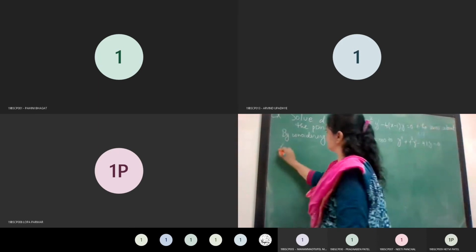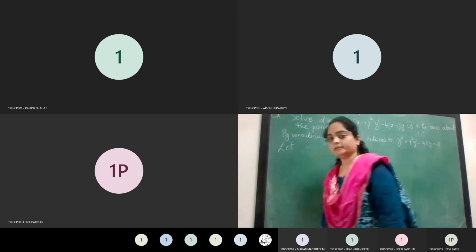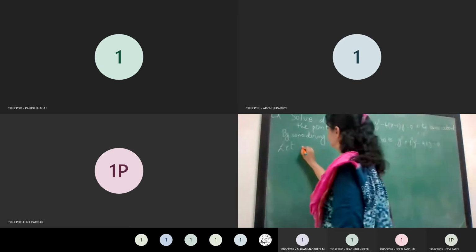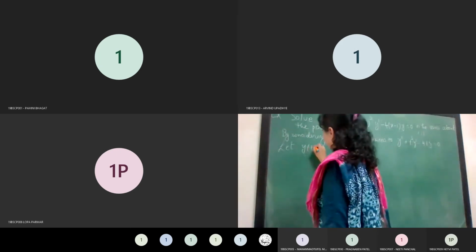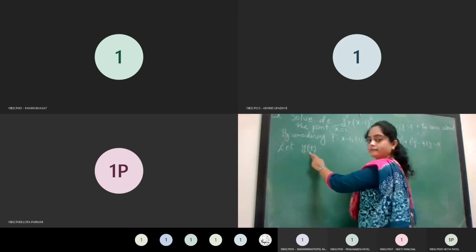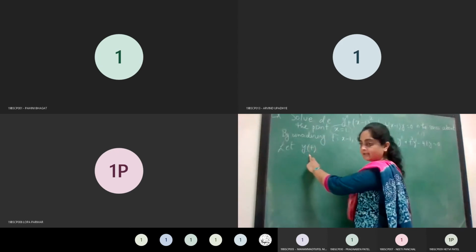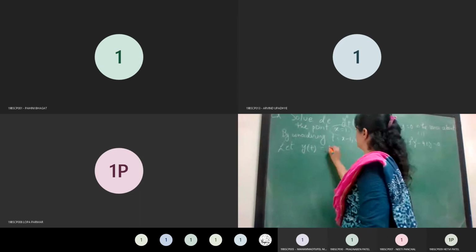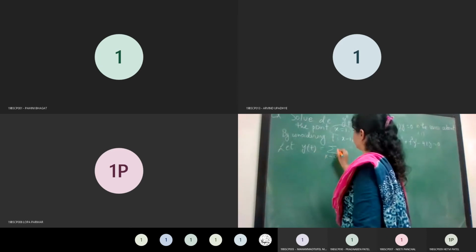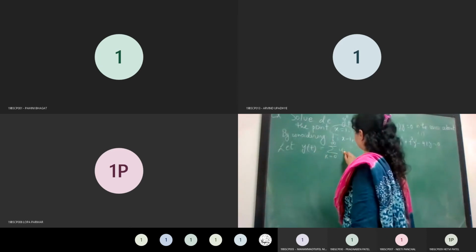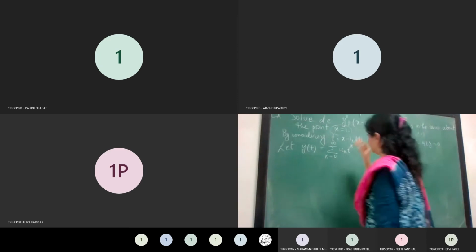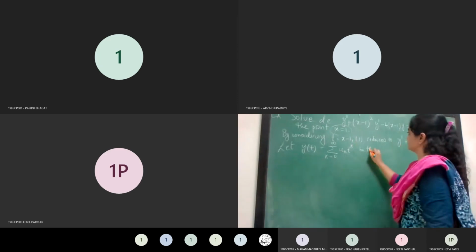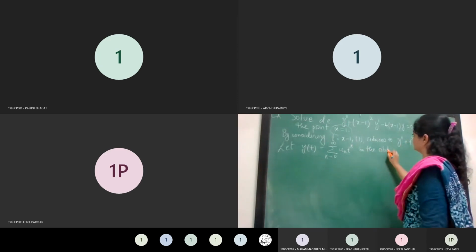So let us assume, as we have done yesterday, that yesterday we considered it as y of x, but now your variable is t. Therefore, I am writing it as y of t is equal to the infinite sum, k is equal to 0 to infinity, a_k t raised to k, be the solution of 1.